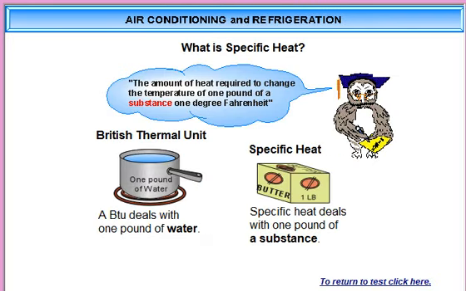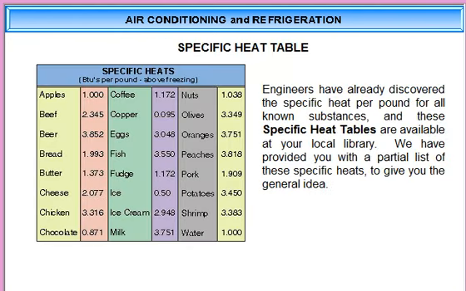What is specific heat? Well, the definition is the amount of heat required to change the temperature of 1 pound of a substance 1 degree Fahrenheit. A British thermal unit deals with 1 pound of water. Specific heat deals with 1 pound of a substance. The engineers have already discovered the specific heat per pound for all known substances, and the specific heat tables are available at your local library. We have provided you with a partial list of these specific heats, just to give you the general idea.